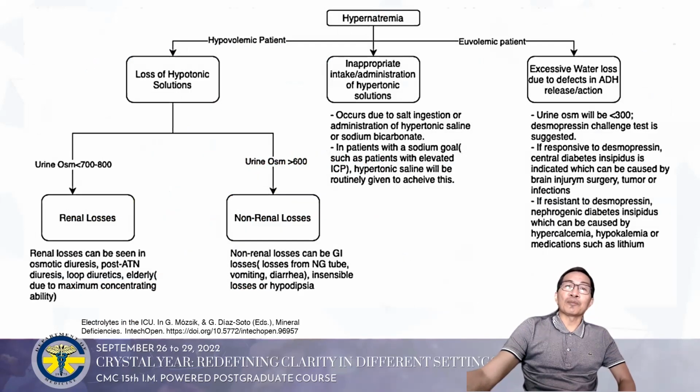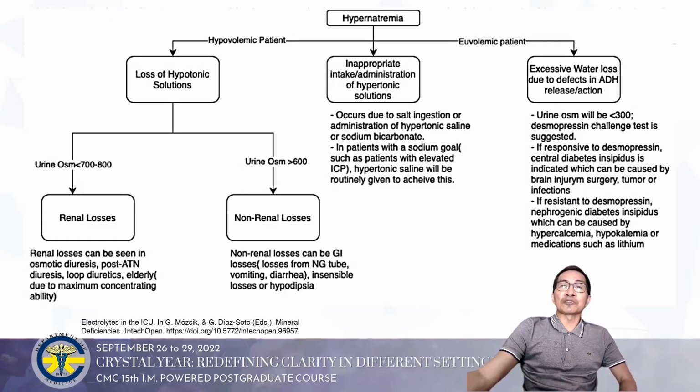This is a diagram of how we tackle hypernatremia. Again, there will be hypovolemic patients and euvolemic patients with hypernatremia. In the case of euvolemic patients, there may be excessive water loss due to defects in your ADH release or action. In this case, the urine osmolality will be less than 300.